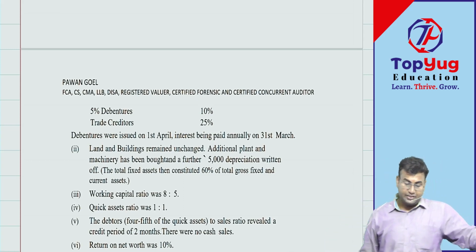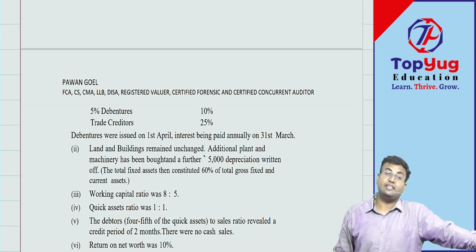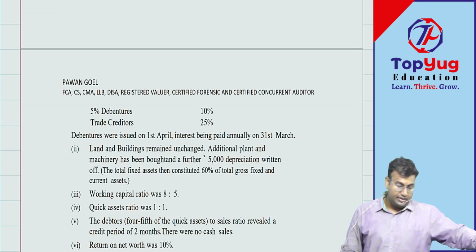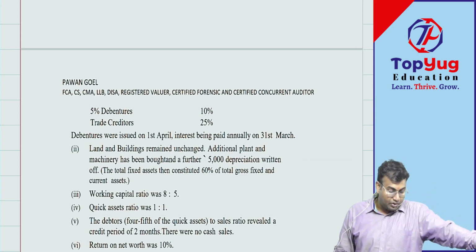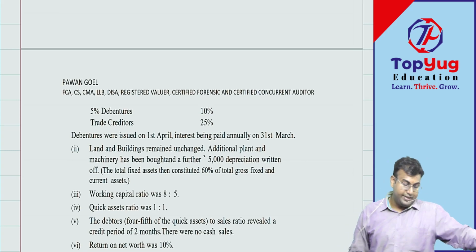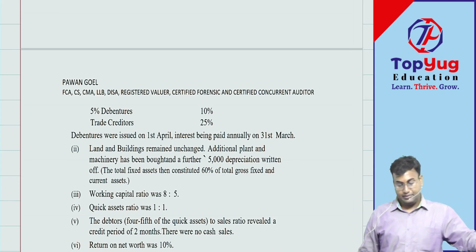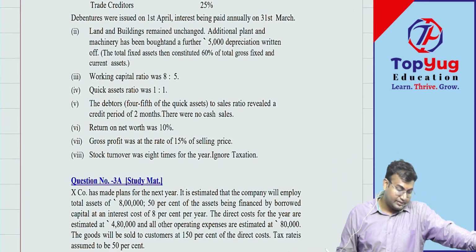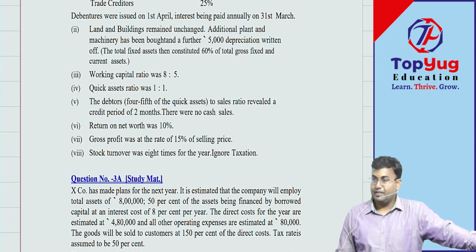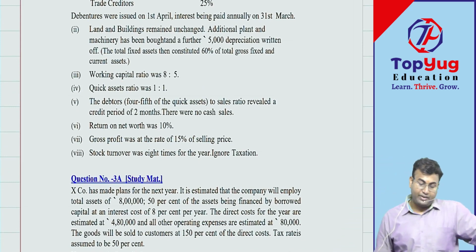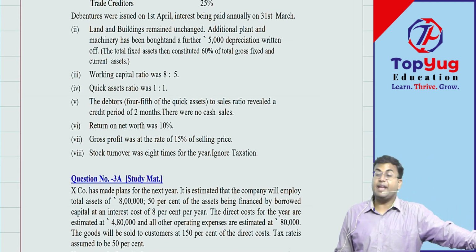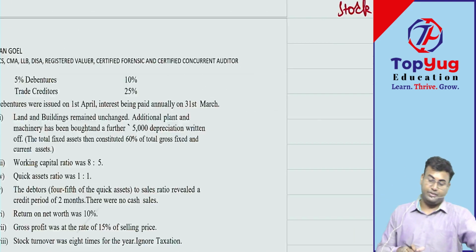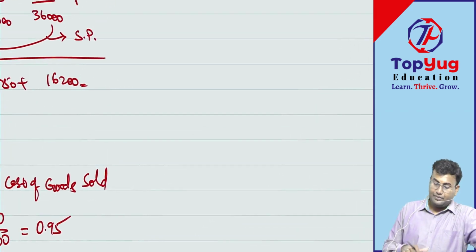Working capital ratio is 2.5. Working capital is nothing but current assets by current liability. Again quick assets ratio is 1:1. Debtor is 4/5 of the quick assets. Sales revealed a credit period of 2 months. There were no cash sales. Return on net worth is 10%. Gross profit at the rate of 15% of selling price. Stock turnover ratio was 8 times, that means stock turnover is 8. Ignore taxation. It is an easy problem, sir. Let's do it.